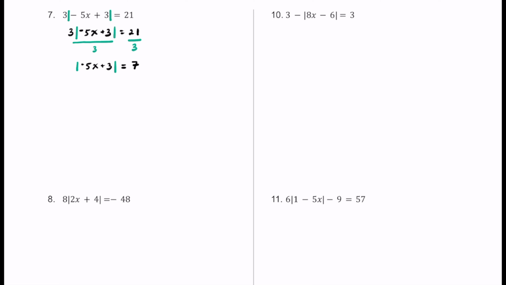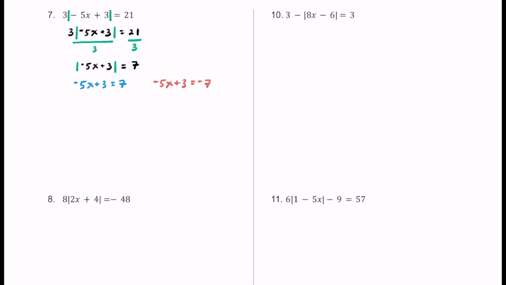Now that we have the absolute value bar isolated, we can write two equations. One is going to be negative 5x plus 3. That's going to equal 7. And our second equation is going to be negative 5x plus 3 is equal to negative 7.